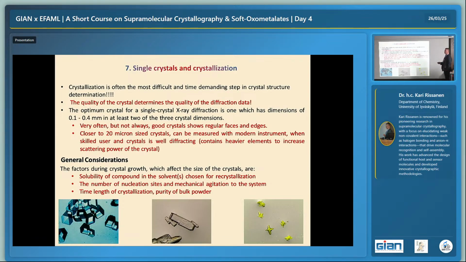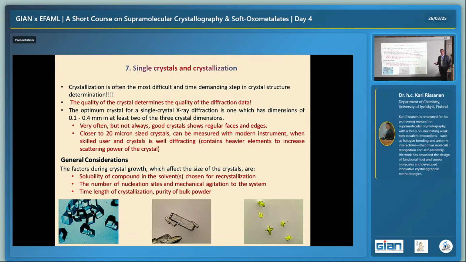So surprisingly, this first sentence is true. Crystallization is often the most difficult and time-demanding step. And you will soon see this, when I show you how much time it takes to get an X-ray structure done, you will be surprised. Because most of the time, it might be that 99% of the time you stay in the lab making the compound and crystallizing it, or a complex, or whatever entity you might have.